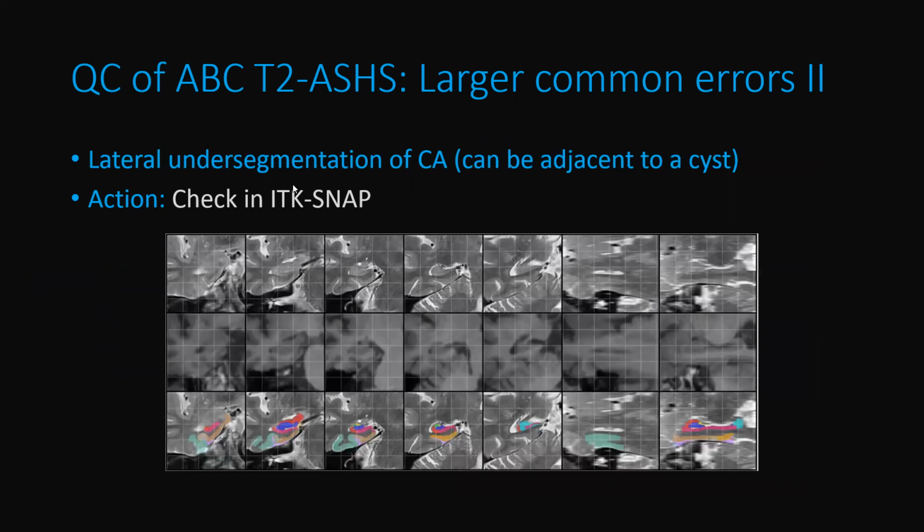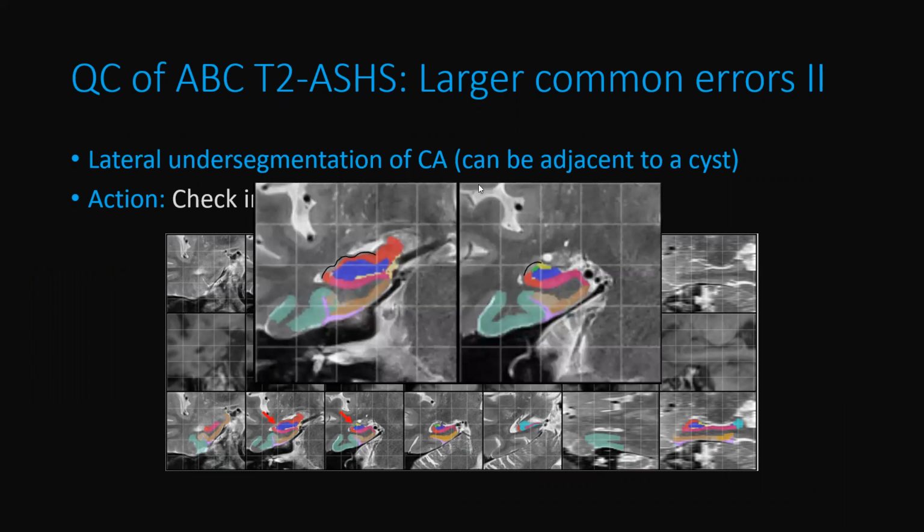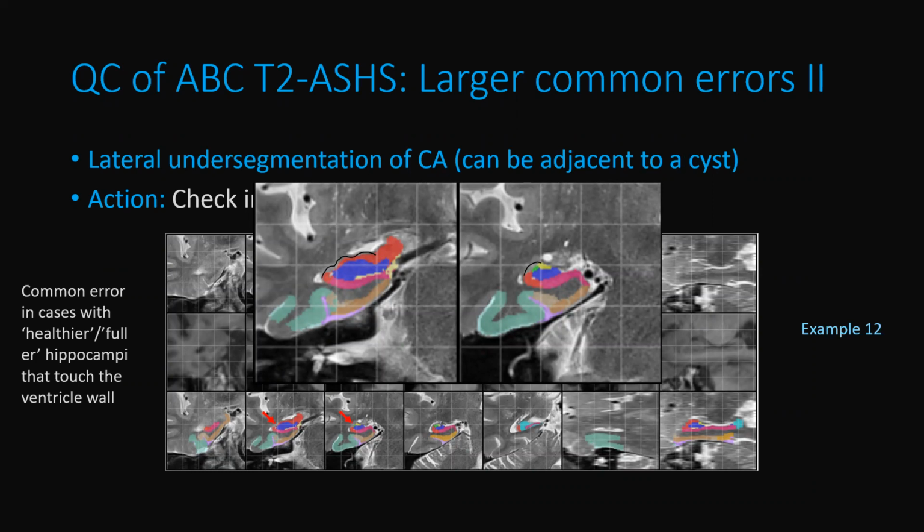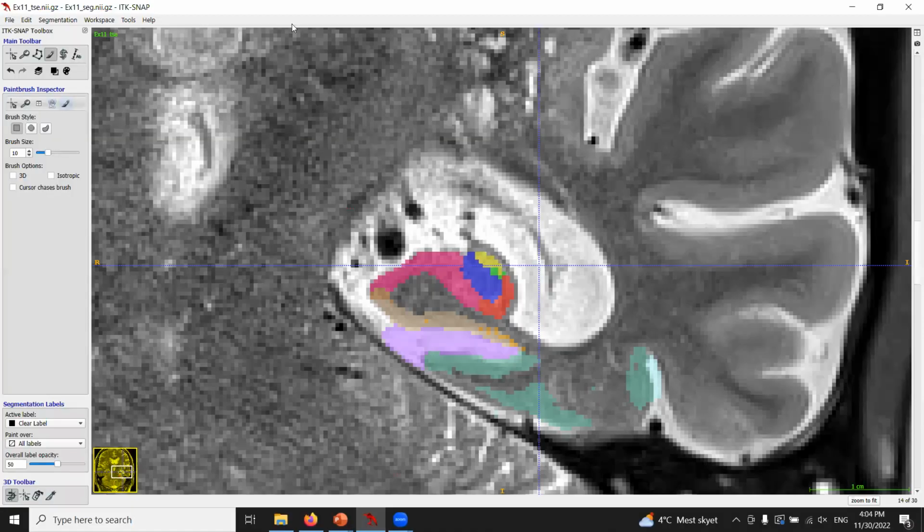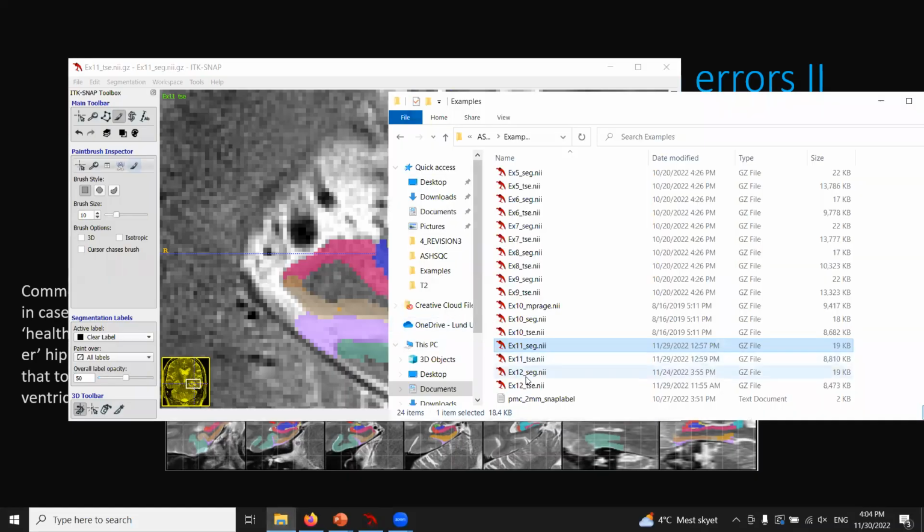So then again, the lateral undersegmentation of the CA labels is also a common error in this atlas. And again, I want to show the zoom in, and where the border should have been is indicated by the black lines. Again, more common with healthier hippocampi. And this is the last example that I want to show in ITK Snap.